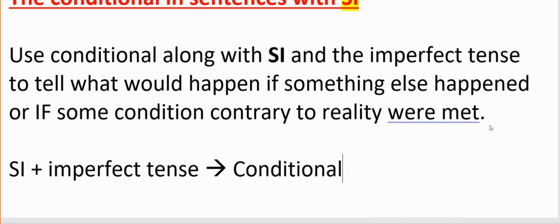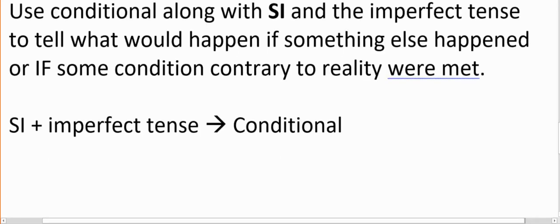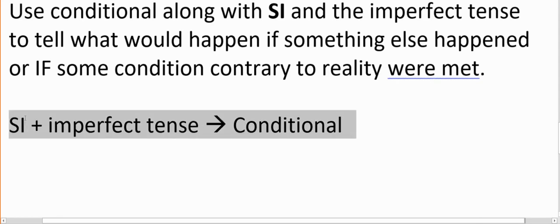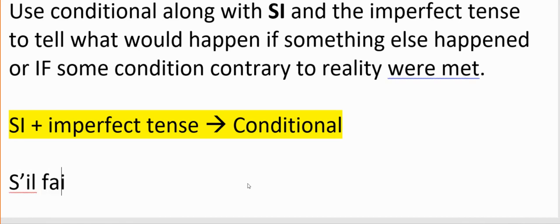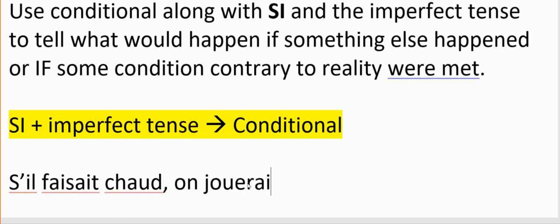So let's do some examples here, real quick. This one here is what the whole thing is about, right? This is kind of like the formula. Now, s'il faisait chaud, s'il faisait chaud, comma, right? S'il faisait chaud, comma, on jouerait au tennis. Yeah. S'il faisait chaud, on jouerait au tennis.